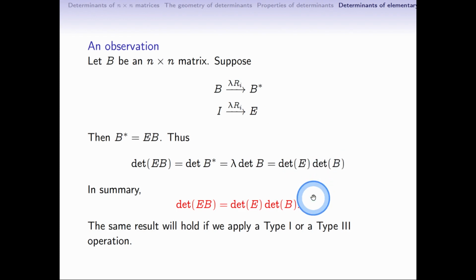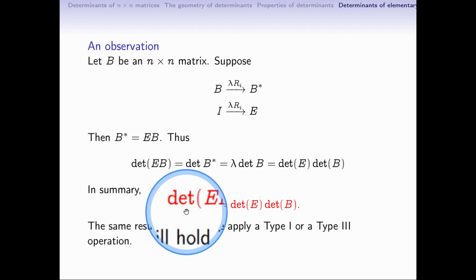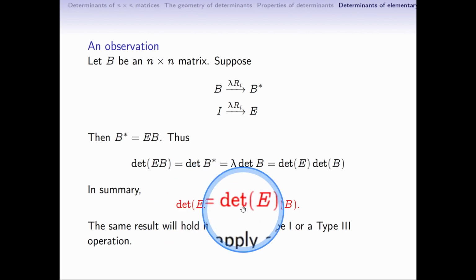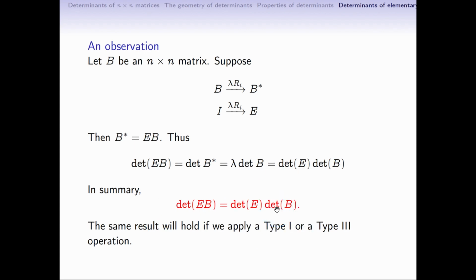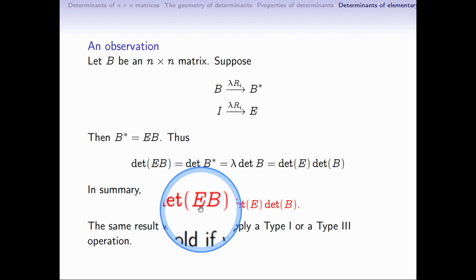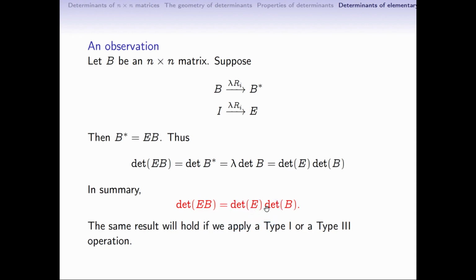Now, if we step back and look at this, what this is telling us is that the determinant of the product E times B is the product of their determinants. Now, I showed this to you for a type 2 operation, but exactly the same result would hold if we did a type 1 operation or a type 3 operation. So in general, when we look at a single elementary matrix multiplying B, we're going to know that the determinant of their product is the product of their determinants. So in other words, it doesn't matter if that elementary matrix comes about from a type 1, a type 2, or a type 3 operation.